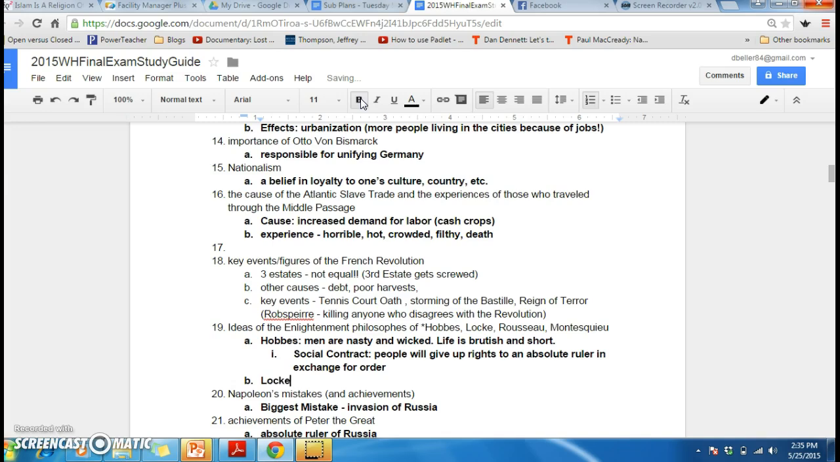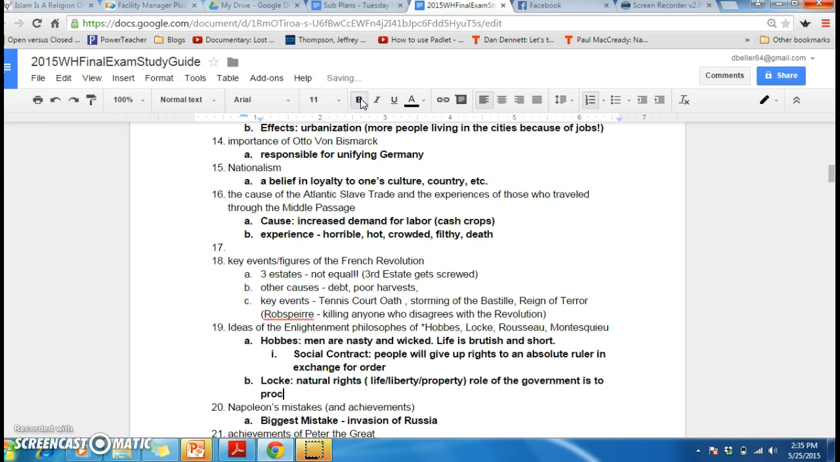Alright, Locke. All men are born with certain natural rights: life, liberty, property. Role of the government is to protect these rights. Locke is very influential in the Declaration of Independence.